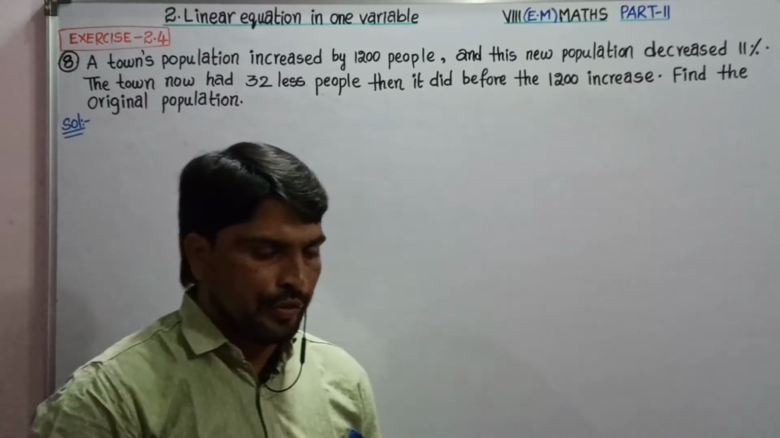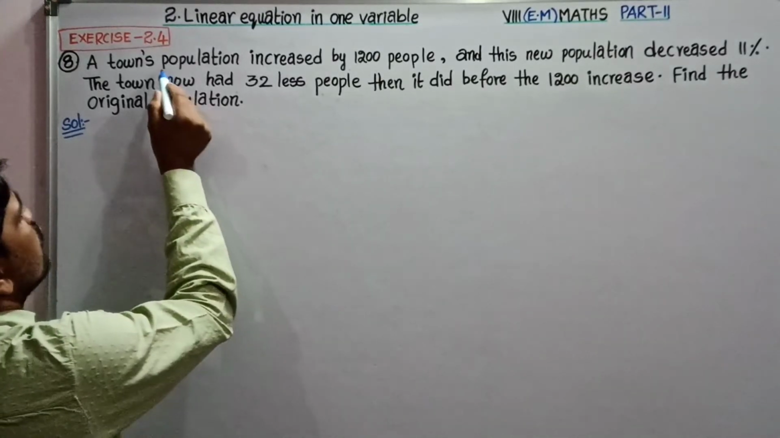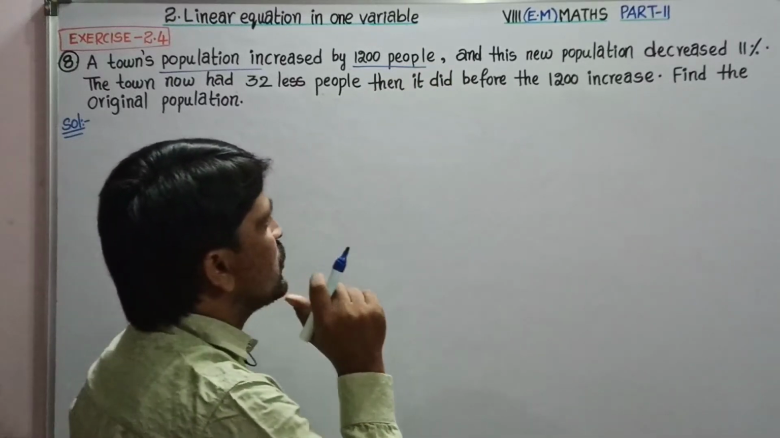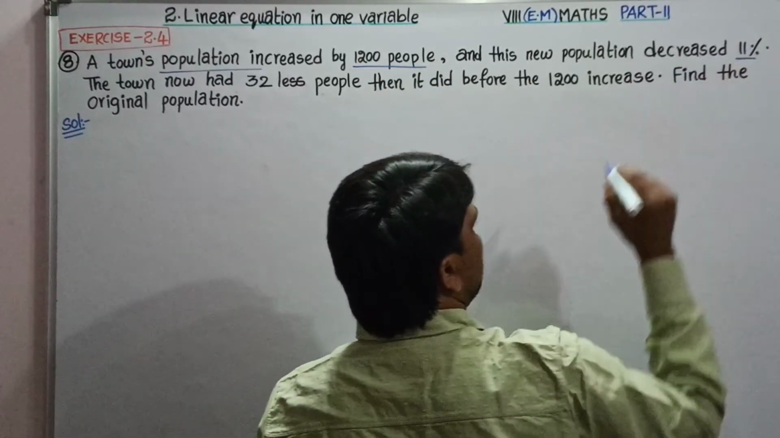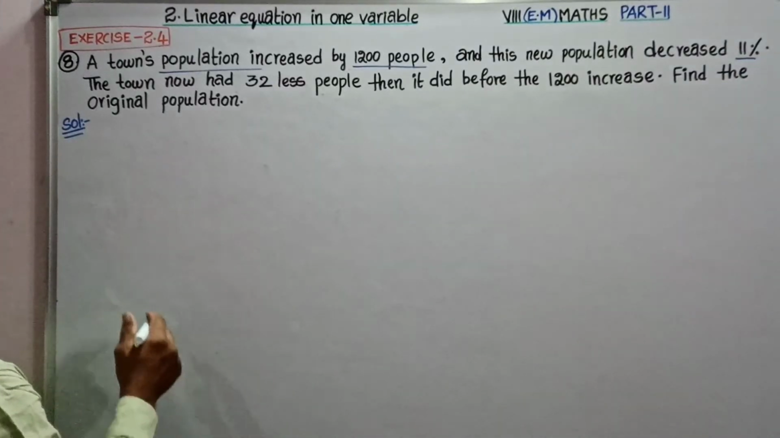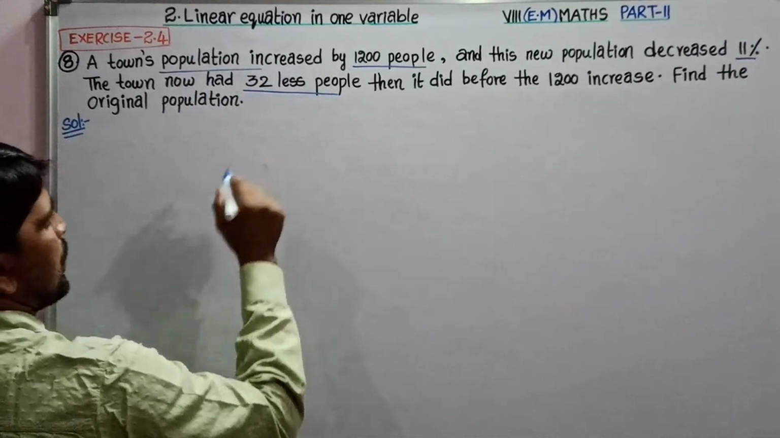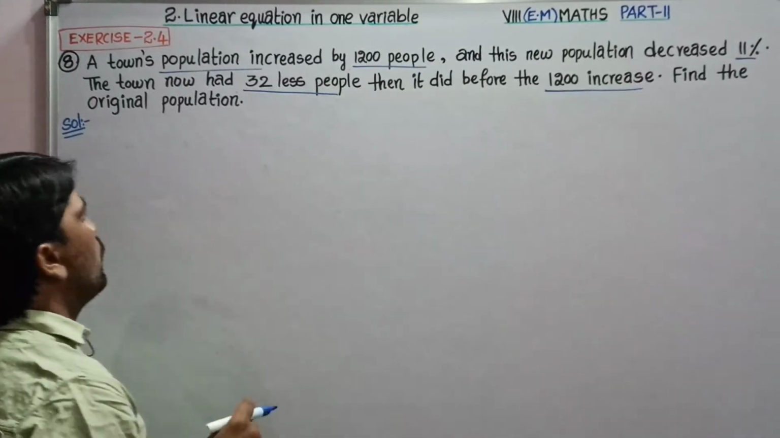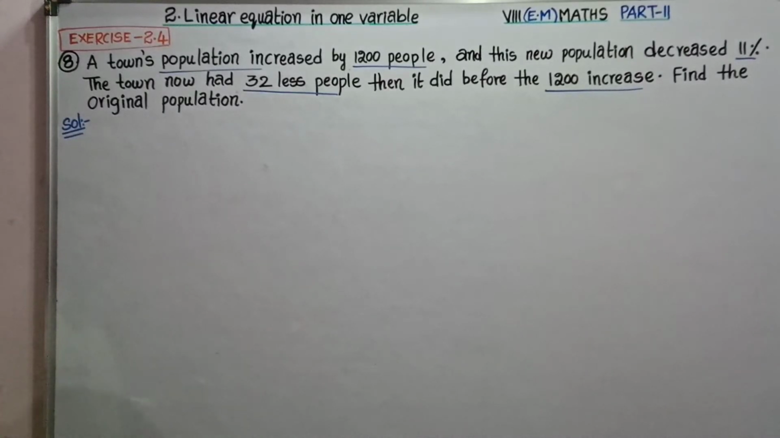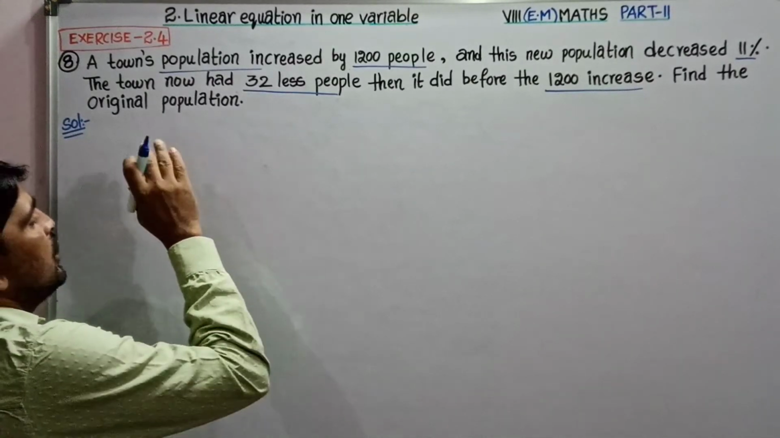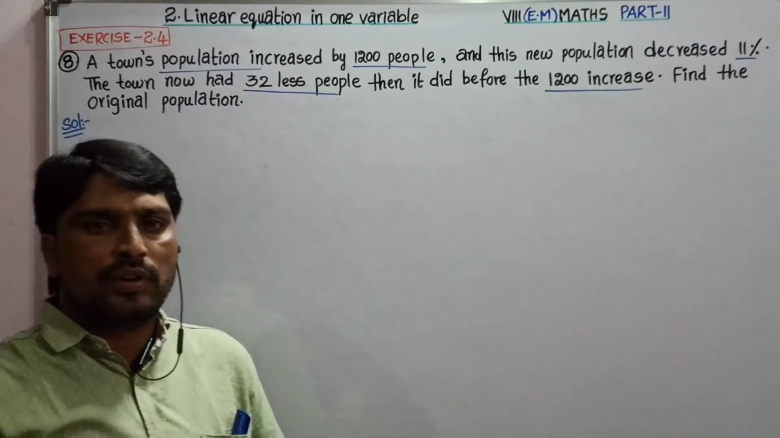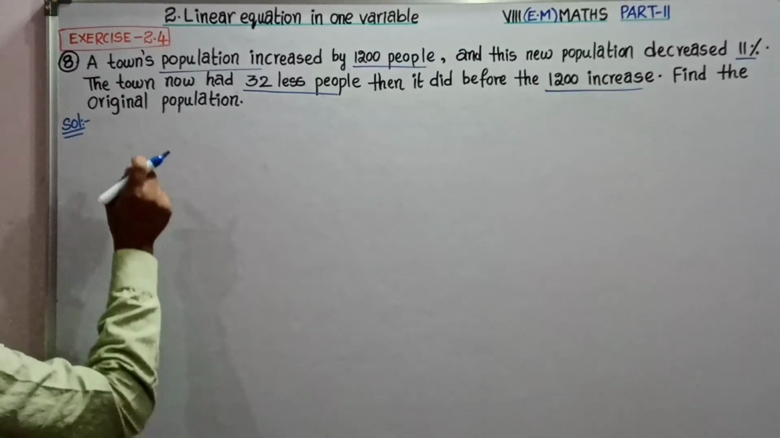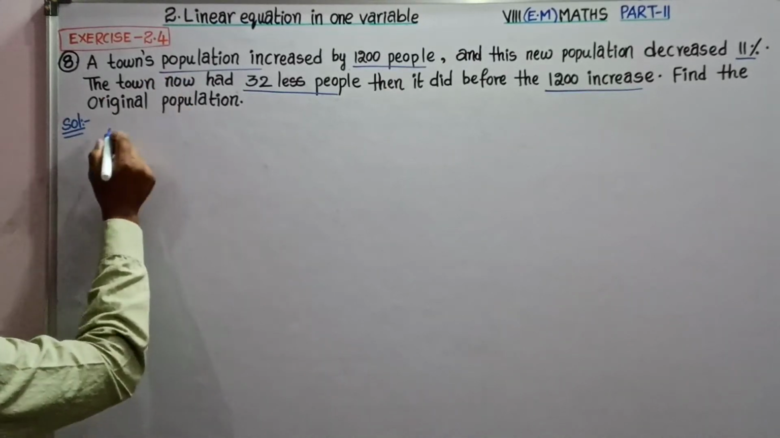Next question, the eighth one, a very important question. A town's population increased by 1200 people and this new population decreased by 11%. The town now had 32 fewer people than it did before the 1200 increase. Find the original population. We have to find the initial population of the town before it increased by 1200. The original population of the town is an unknown quantity.